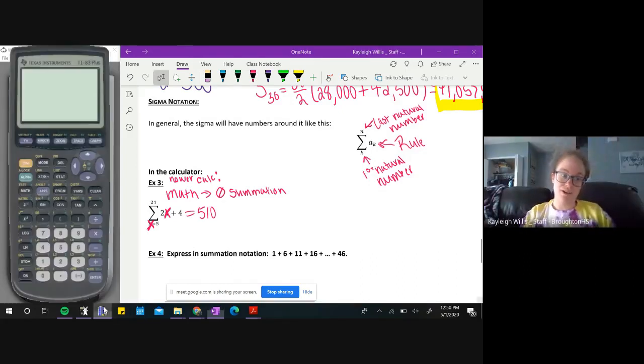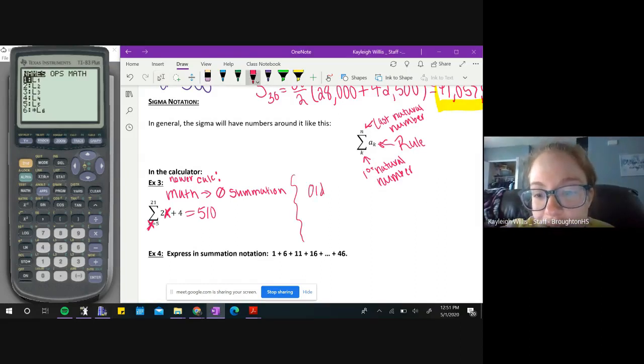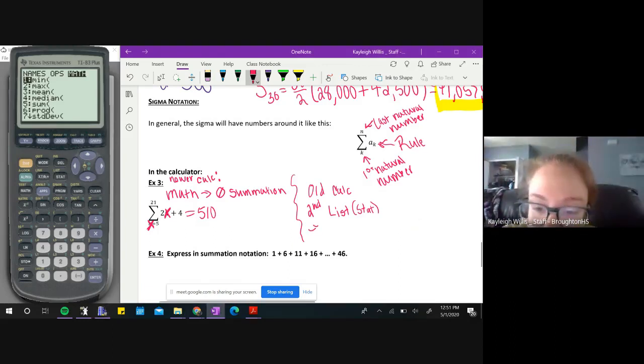Now, if you have this bad boy, it's a lot. I'll write out the steps in a second, but let's just do it first. I'm going to write it as I go. So this is the old calc. I hit second list, which was stat. Second stat. And I'm going to scroll first over to math. So then scroll to math.